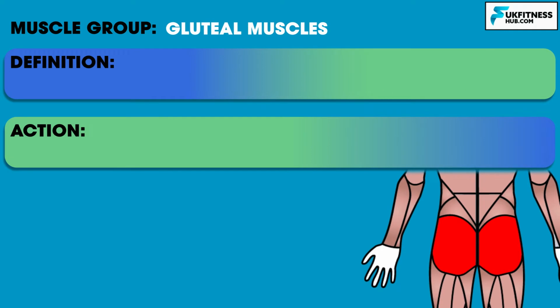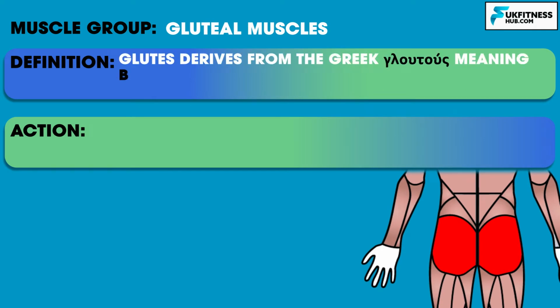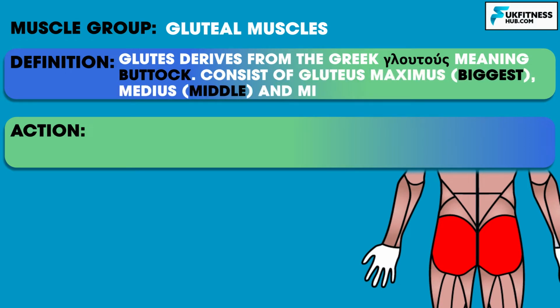Next are the gluteal muscles. Glutes derives from the Greek gluteus, meaning buttock, and we have three primary glute muscles, including the gluteus maximus, medius, and minimus. Maximus meaning biggest in Latin, medius meaning middle, and minimus meaning smallest.